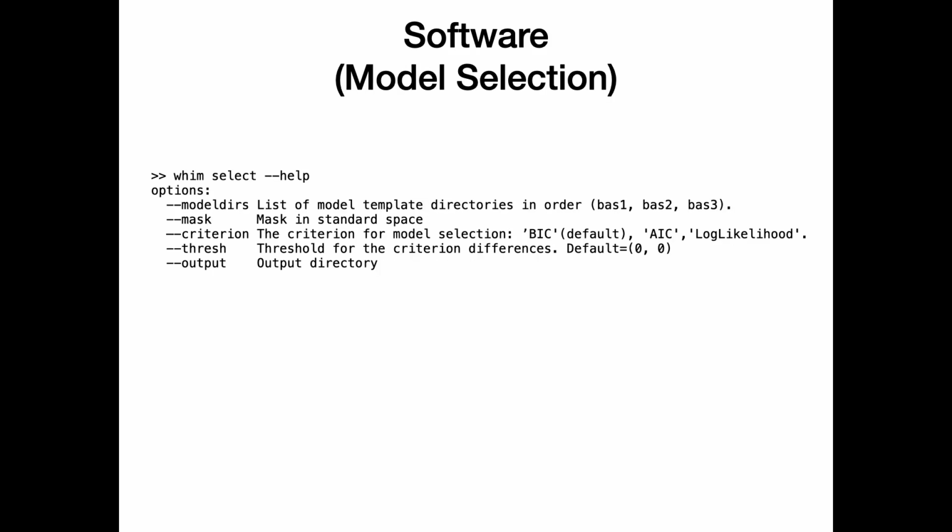The last subcommand for creating a template is Whim select, which does the model selection. It takes the group parameter estimates for 1, 2, and 3 fibers per voxel and then uses a criterion, either BIC, AIC, or log likelihood, and predefined thresholds to decide on the number of fibers per voxel. The output is a full fixel template that, for each voxel, includes the number of fibers and orientation estimates per fixel.